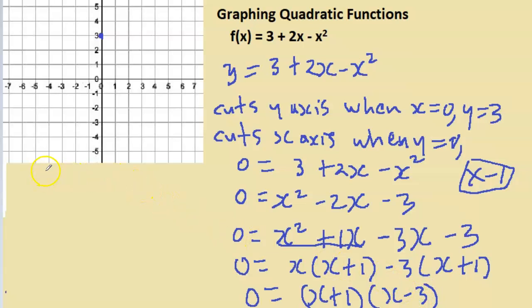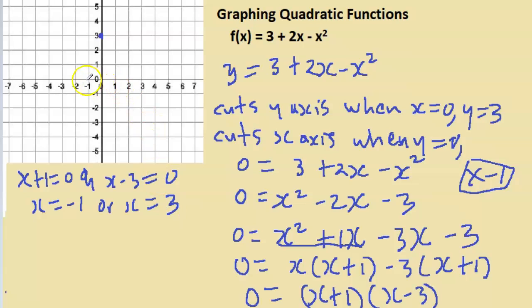To solve, we equate both brackets to 0. So we equate x plus 1 to 0, and we equate x minus 3 to 0. So our solutions: x equals minus 1, x equals 3. Remember, these values represent where the graph cuts the x-axis, at minus 1 and at positive 3.